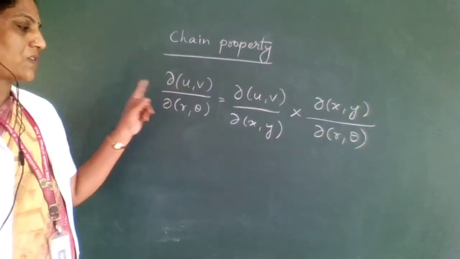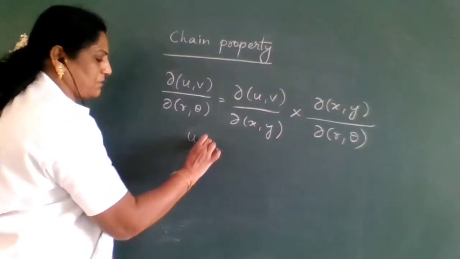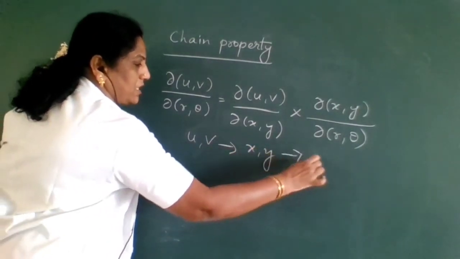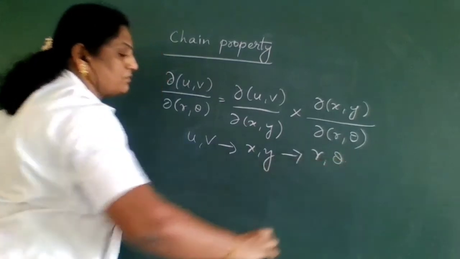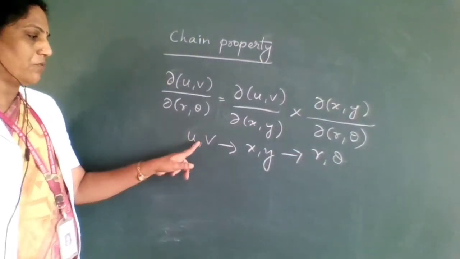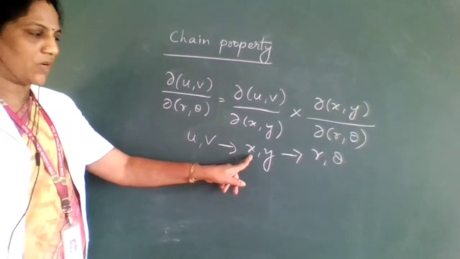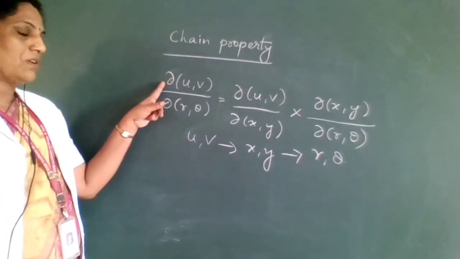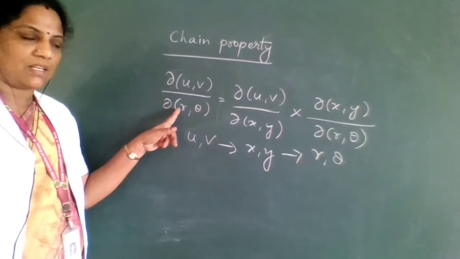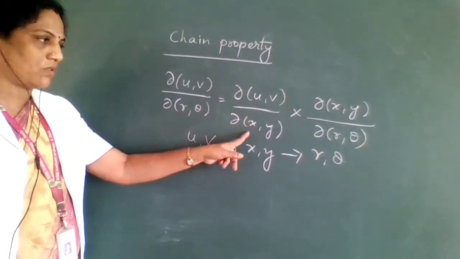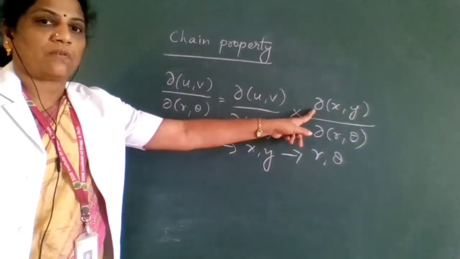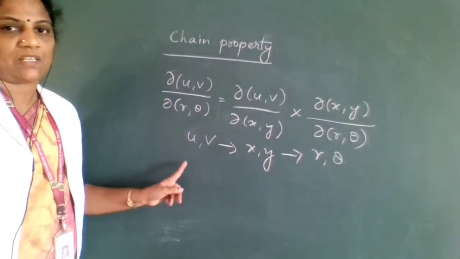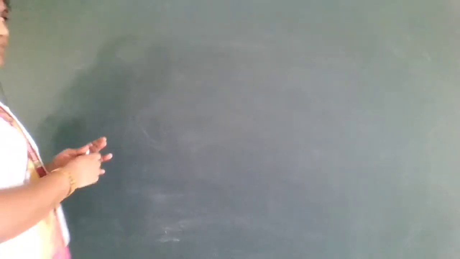Here u and v are functions of x, y, and x, y are functions of r, θ. So if u, v are functions of x and y, and x and y are functions of r, θ, then the Jacobian ∂(u,v)/∂(r,θ) equals ∂(u,v)/∂(x,y) into ∂(x,y)/∂(r,θ). By using this property, now we solve one problem.